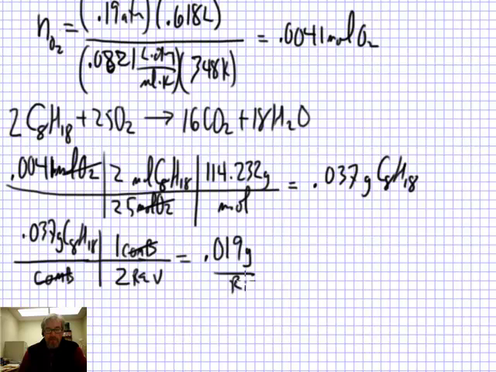Now that's per cylinder, and it said this was part of a 4-cylinder engine, so I'm going to multiply that by 4, and it tells me that every time the engine goes around once, I burn up 0.075 grams of C8H18.